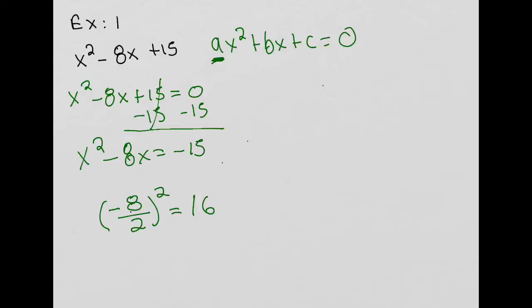Now, the next step says to take the result of step 3 and add it to both the left and the right side of the given equation. So that's what I'm going to do now. I'm going to add 16 here, and then I have 15 here. Let me put that in red so you can see where that is coming from. 16 here, 16 there. So I add the 16 to both the left and right side of the equation.